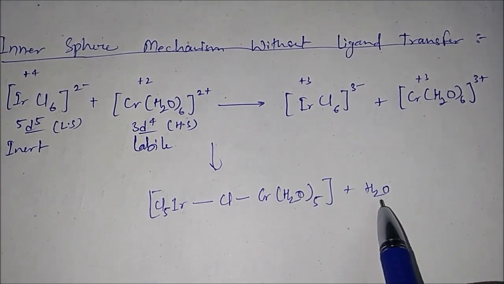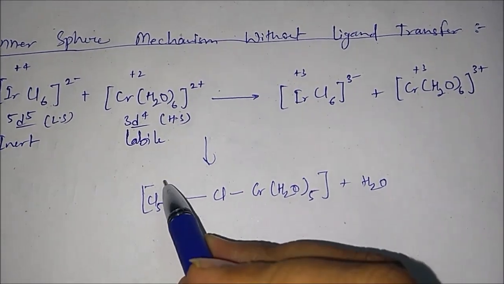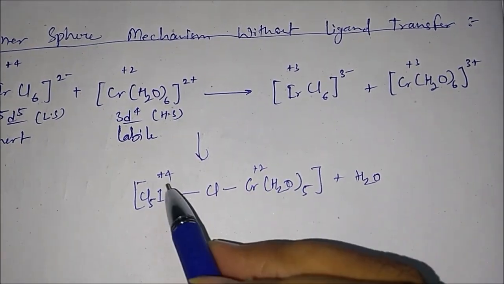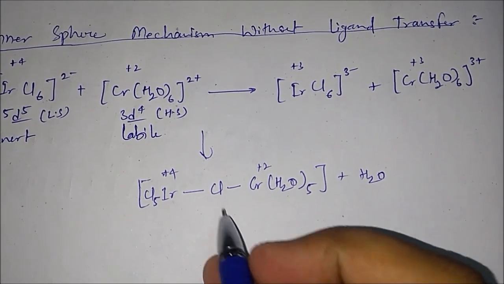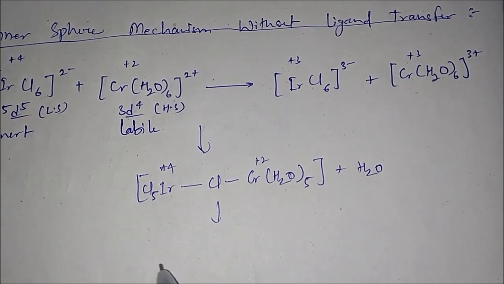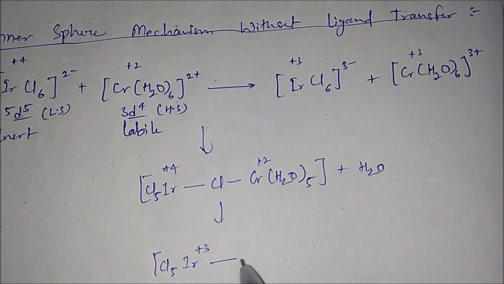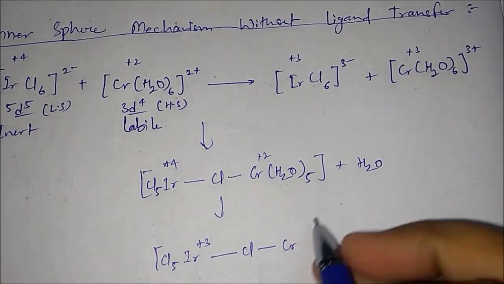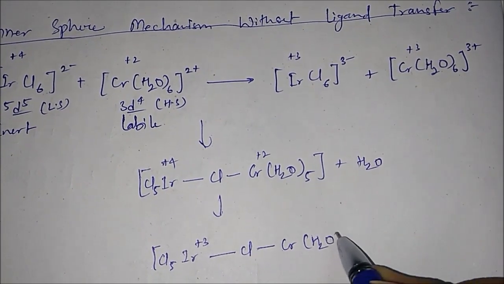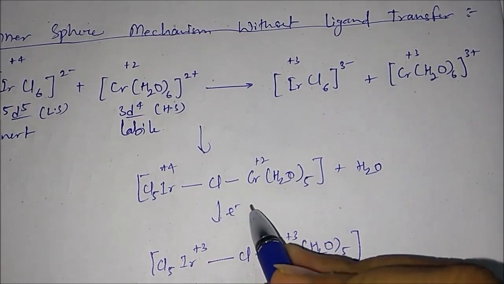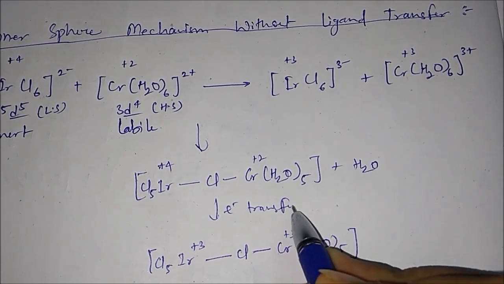Now this is in your +4 oxidation state and this is in your +2 oxidation state. Now the electron transfer will take place and they will convert into Cl5 iridium +3, and chlorine will be attached till now also, with Cr H2O5. All right, so it will also be +3. So now electron transfer has been done.